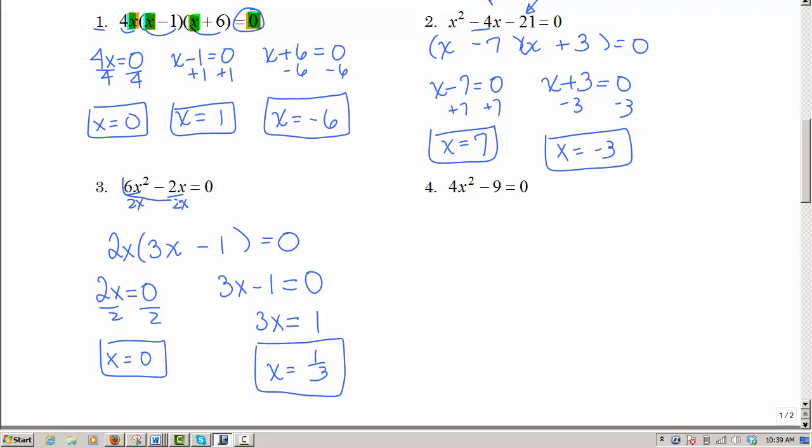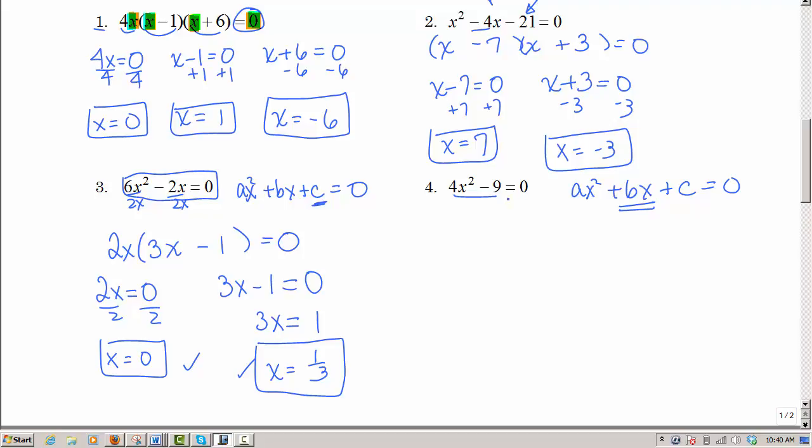And again, you could come back here and check by plugging in 0. That's easy. Plugging in 1/3, probably not as easy, but I'm pretty sure those are the correct answers. Okay, so number 3, we didn't have a trinomial. We had ax squared plus bx plus c, and my c was missing. It was 0. On number 4, we have ax squared plus bx plus c equals 0, but I don't have that bx. That's okay. It's still quadratic because of the x squared.